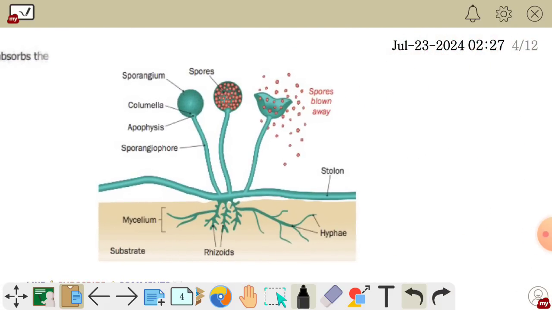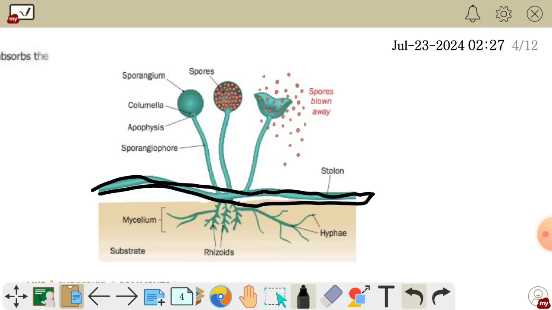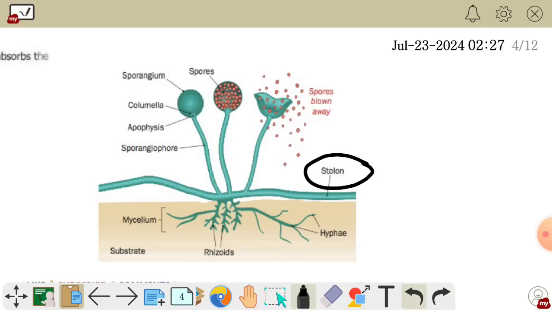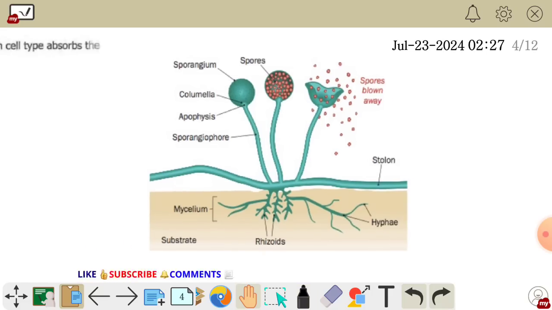In a rhizopus, you are going to find the sporangium, which is that circular structure, and inside the sporangium you have the spores. The spores are shed, then when they land on a substrate, they are going to germinate. Then this longitudinal structure, which is here, is what we call the stolon. From the stolon, we are going to develop the rhizoids, and then from the rhizoids, we have the hyphae.